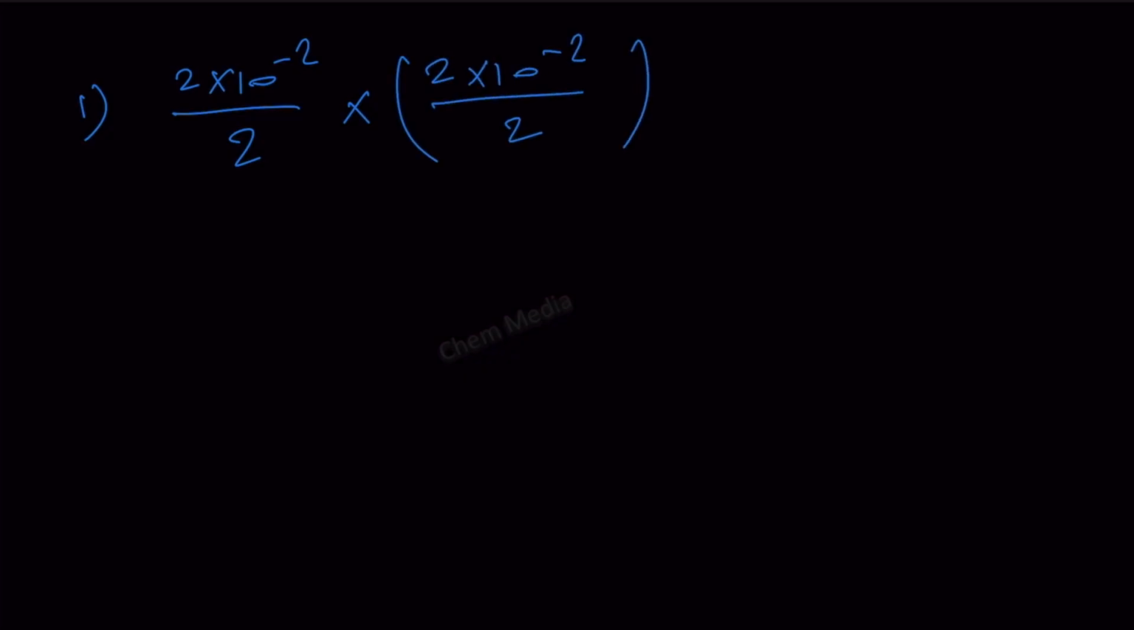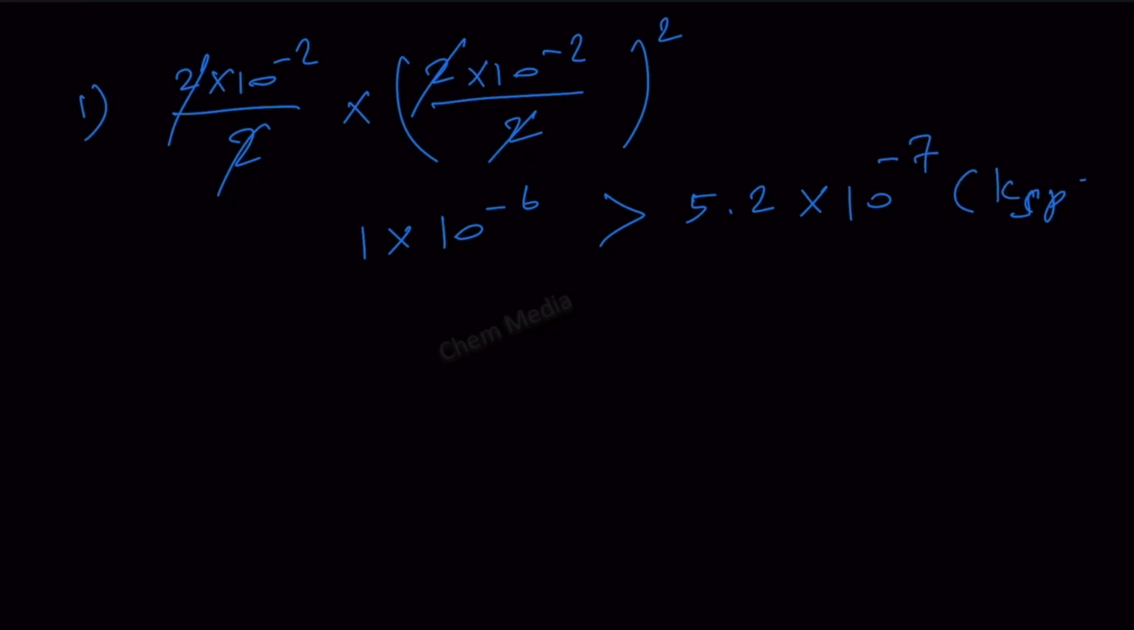So, in the first case, we have 2 times 10 to the power minus 2. We have to divide by 2 now, because total volume is 2 liters, times 2 times 10 to the power minus 2 divided by 2 whole square, because we are checking the ionic product. So, therefore, this will be how much? This will be 10 to the power minus 6, which is greater than 5.2 times 10 to the power minus 7. That is the KSP value given. So, therefore, precipitate will occur.